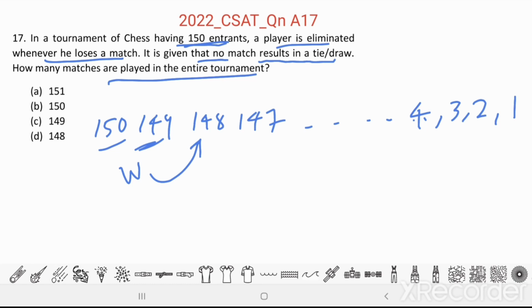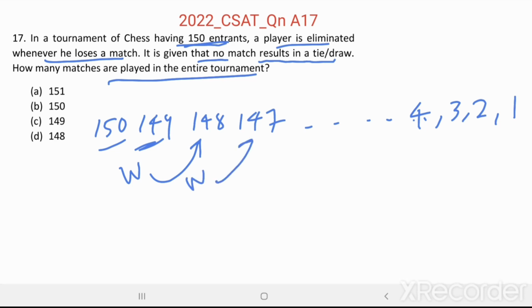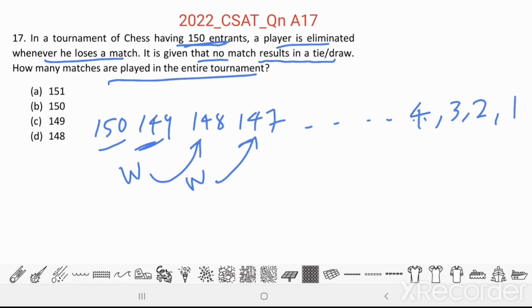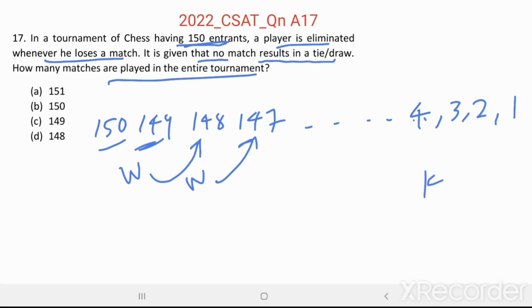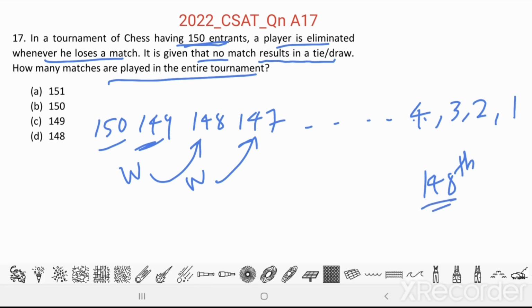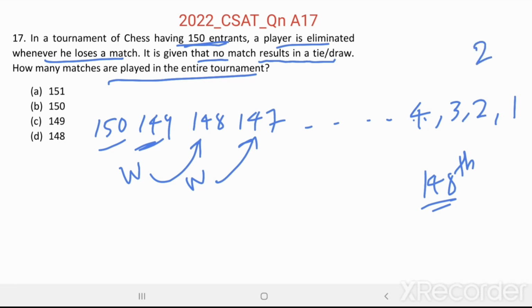Then the winner of this match will play with the 147th rank member. In each match, one man gets eliminated. Then in the 148th match, 148 people will get eliminated. So the 148th match will be between the 2nd seed versus the winner of the 147th match.